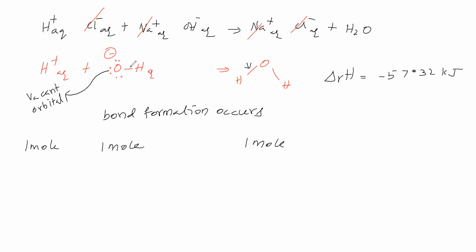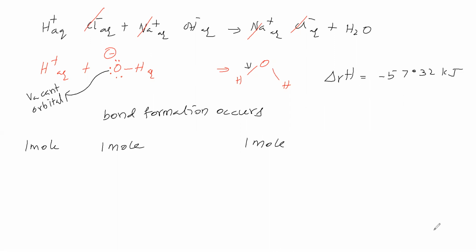When H plus combines with OH minus to form water, what is the amount of heat involved? In the sense, minus 57.32 kilojoule of heat is involved. Why? Because when HCl is mixed with NaOH, Cl minus gets cancelled and Na plus gets cancelled. There is no change for Na plus and Cl minus. Only H plus and OH minus make a bond. Therefore, for this process the enthalpy is minus 57.32 kilojoule, we can say.